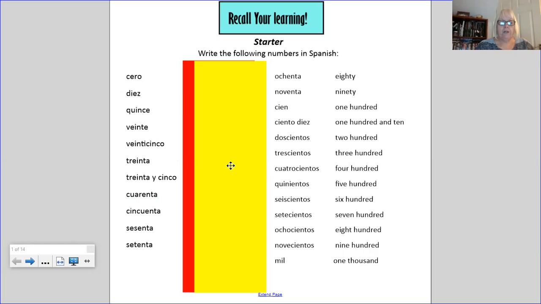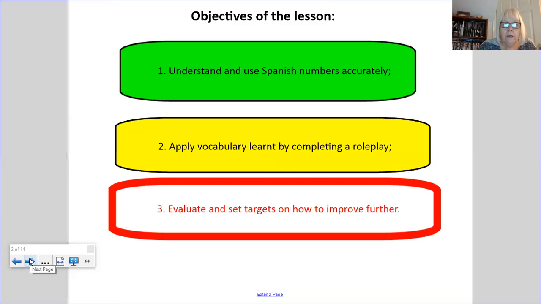Okay, so once you've checked your work there and annotated it in red pen, you can move on. The objective of lesson number 2 is to use and understand numbers in Spanish. There was a role play in this, but I don't think we'll be doing that today. It's difficult to do a role play when you're doing online learning, but by the end of the week we will be setting targets on how to improve.